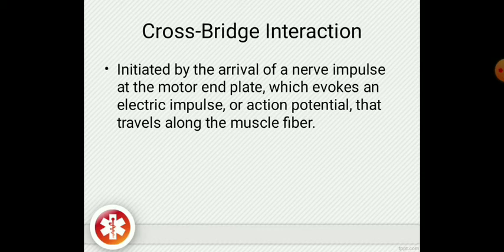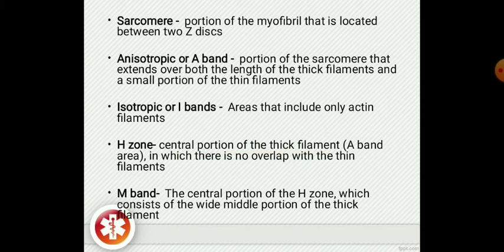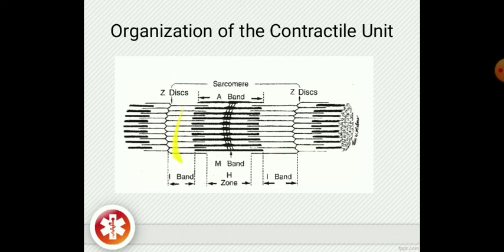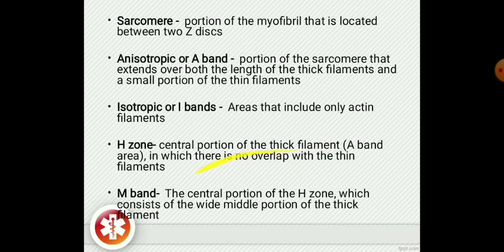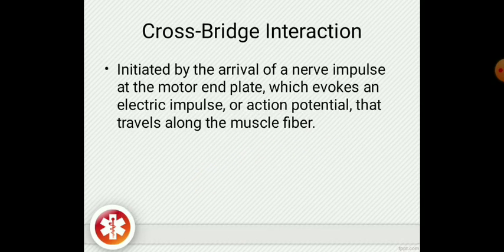Next, how do muscle contractions happen? Muscle contractions occur with the overlap of the thin filament and thick filament. That is what is called cross bridge interaction. It is initiated by the arrival of a nerve impulse at the motor end plate, which evokes an electric impulse or action potential that travels along the muscle fiber.